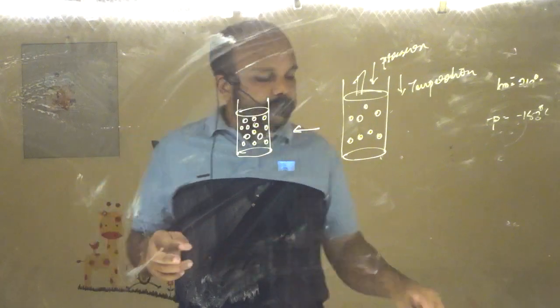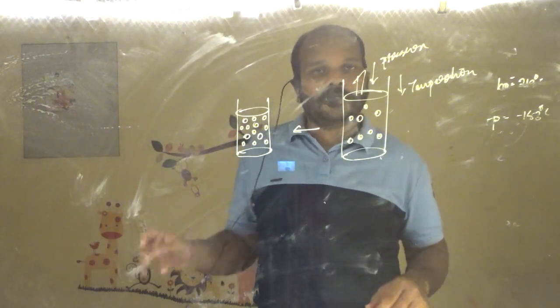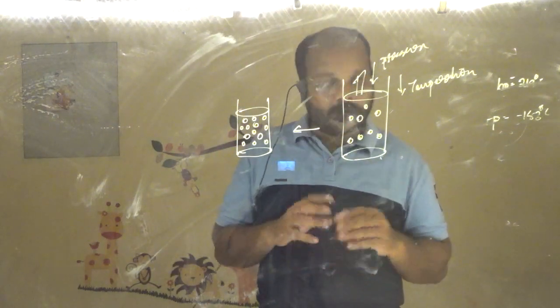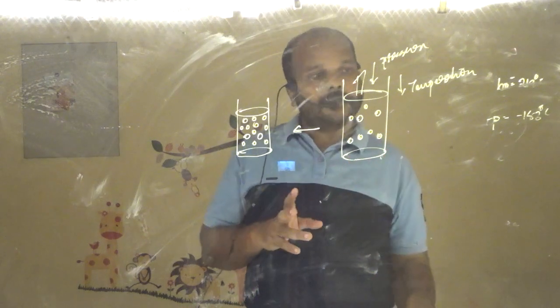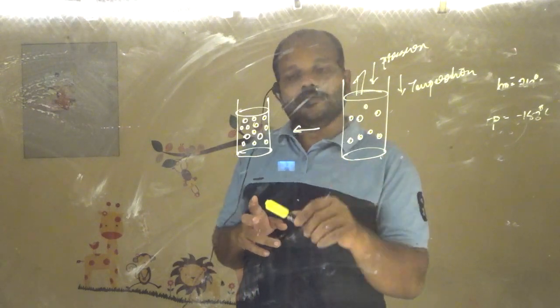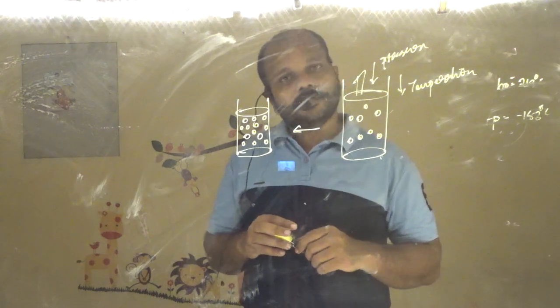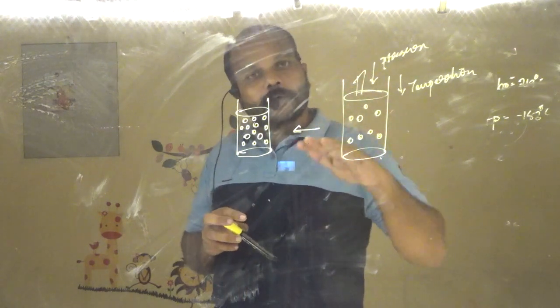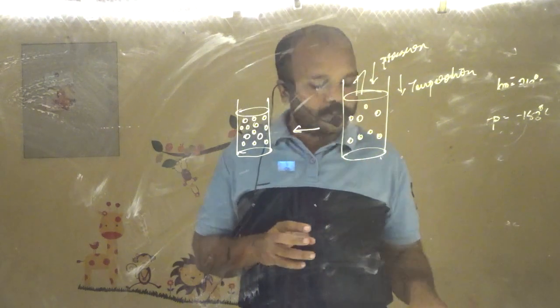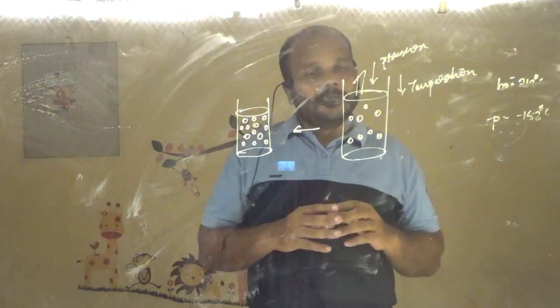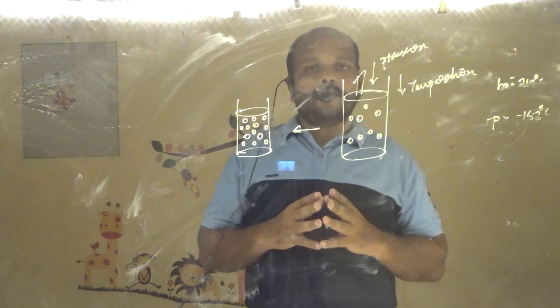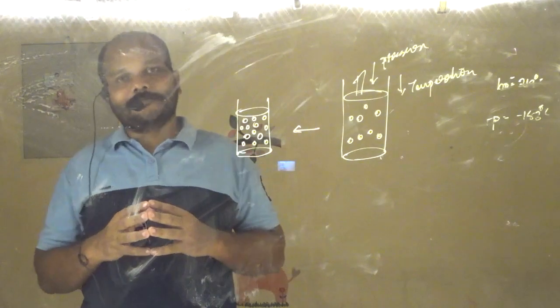So this is how you can turn gaseous oxygen into solid oxygen: apply more pressure and decrease the temperature. If you do these two things, gaseous oxygen will turn into solid oxygen.